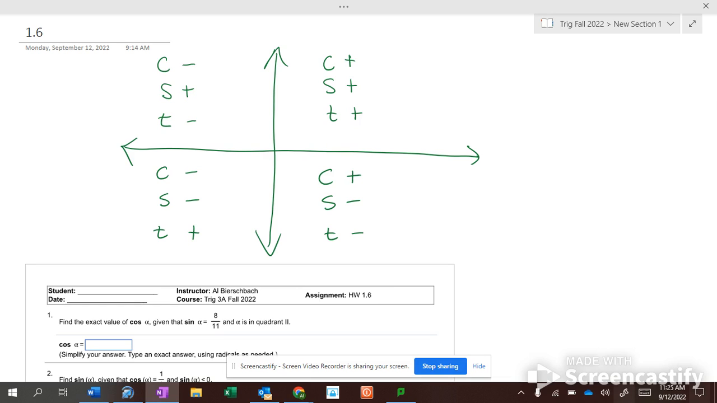What's the cofunction of sine? Cosecant. So quadrant 1, cosecant is positive. Quadrant 2, cosecant is positive. Quadrant 3, cosecant is negative. Quadrant 4, cosecant is negative.